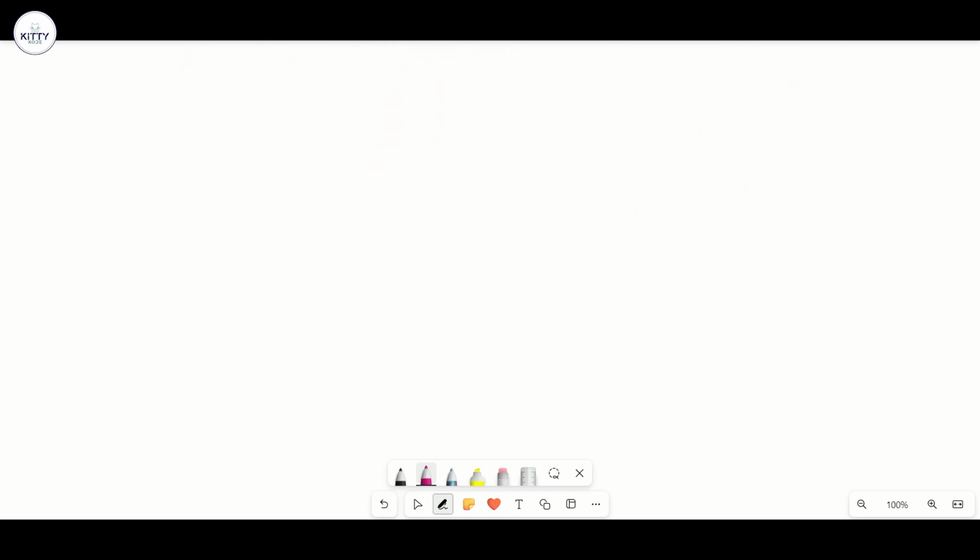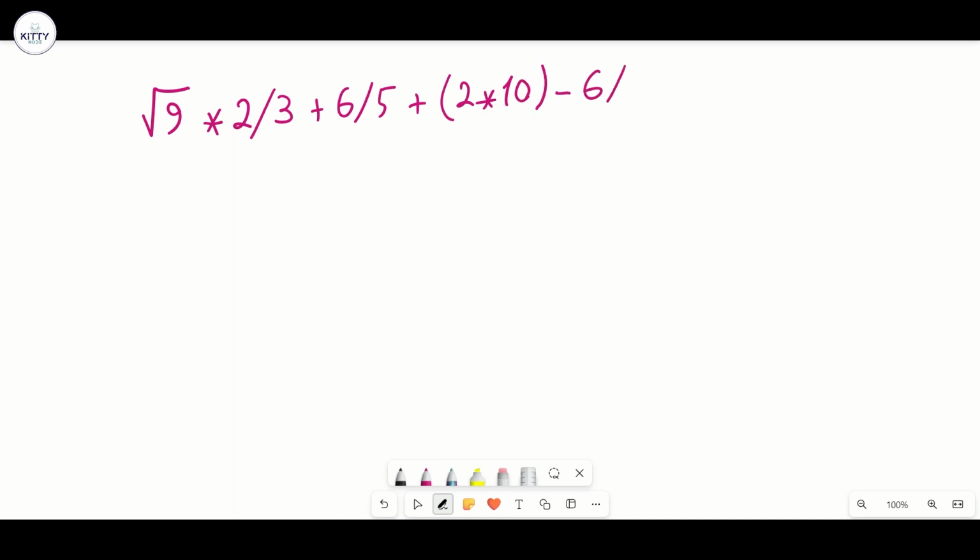Now let's solve one question and finish the lesson. Something simple: square root of 9 times 2 divided by 3 plus 6 divided by 5 plus 2 times 10 and minus 6 divided by 8.